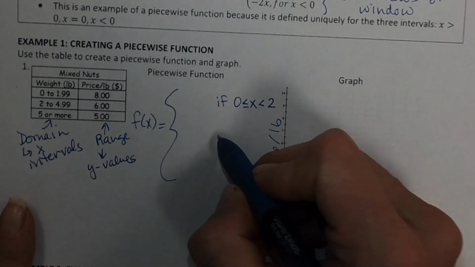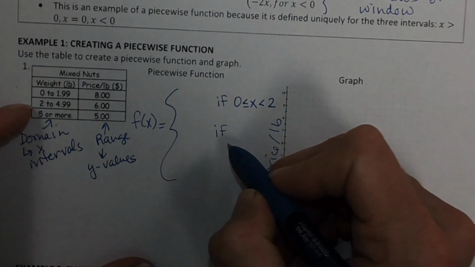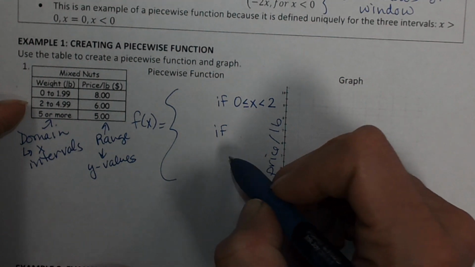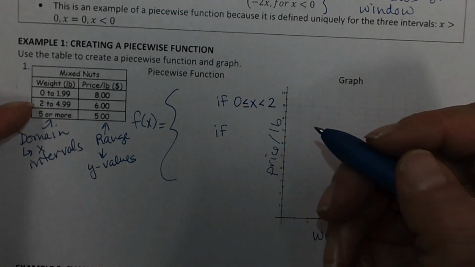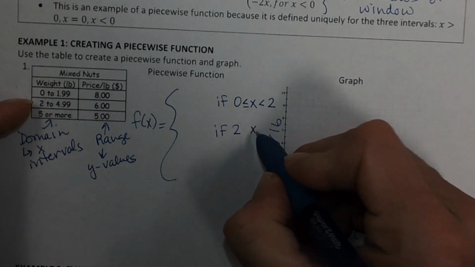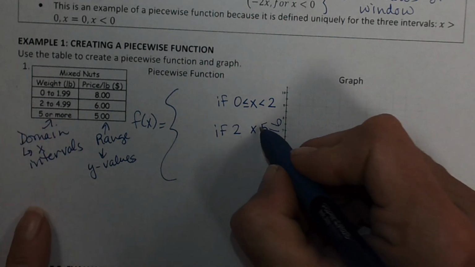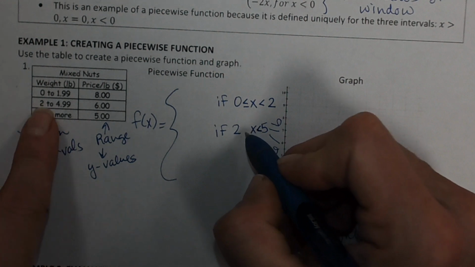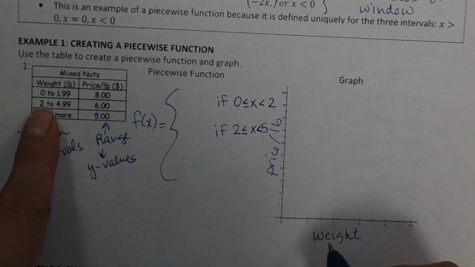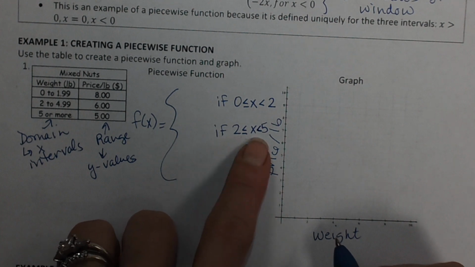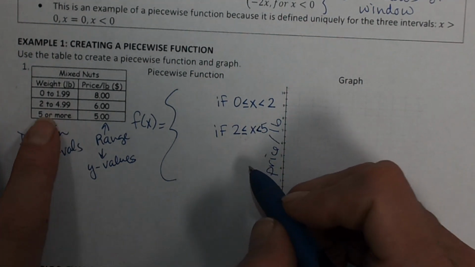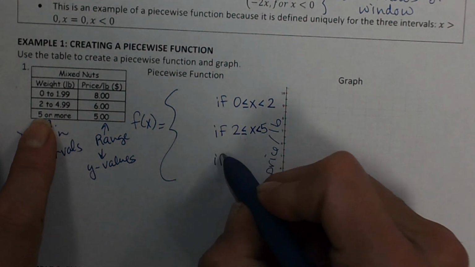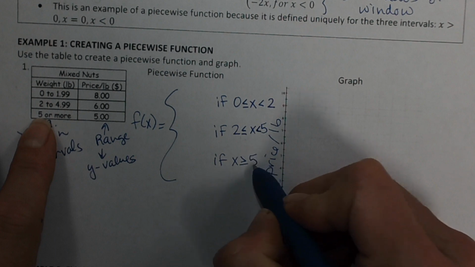Okay, so then for the next little window, we're looking at from 2 to 4.99. Again, that's from 2 to almost 5. So we could say 2, x, 5. And again, we won't include the 5. We'll just say less than 5. But this time it starts at 2, so we'll say greater than or equal to. So x is greater than or equal to 2, but it's less than 5. Okay, and then our last window is when x is 5 or more. So that is if x is greater than or equal to 5.